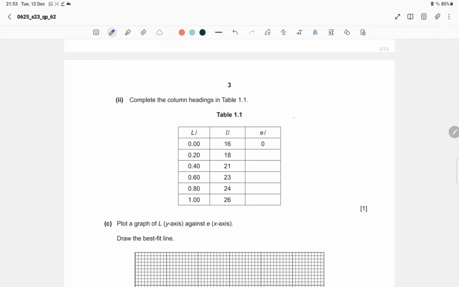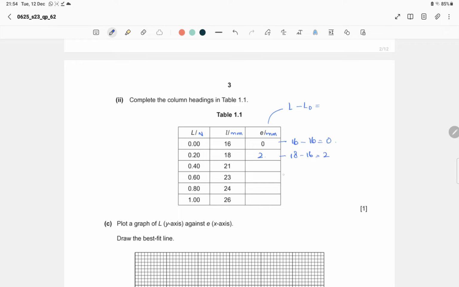So for the first value, this is going to be L minus L naught, which is the stretched length minus the original length. For the first one it's going to be 16 minus 16, which is 0, and this is the answer. In the second one it's going to be 18 minus 16, which is 2, so I will be writing 2 over here. And you have to complete this table, so you have to put the units as well. So this is Newton, this is millimeter, and extension will also be in millimeters. So don't forget the units.